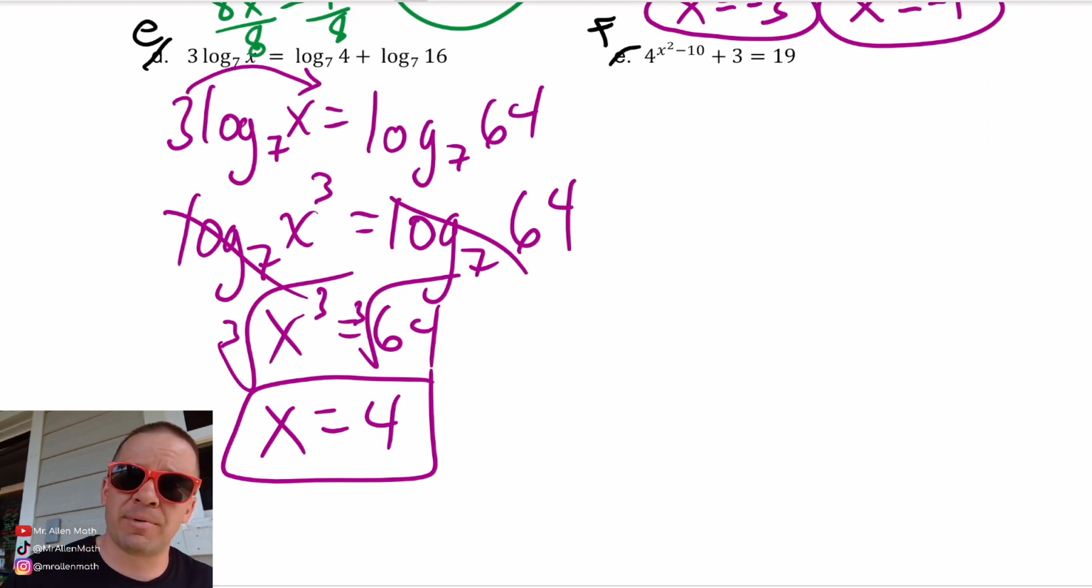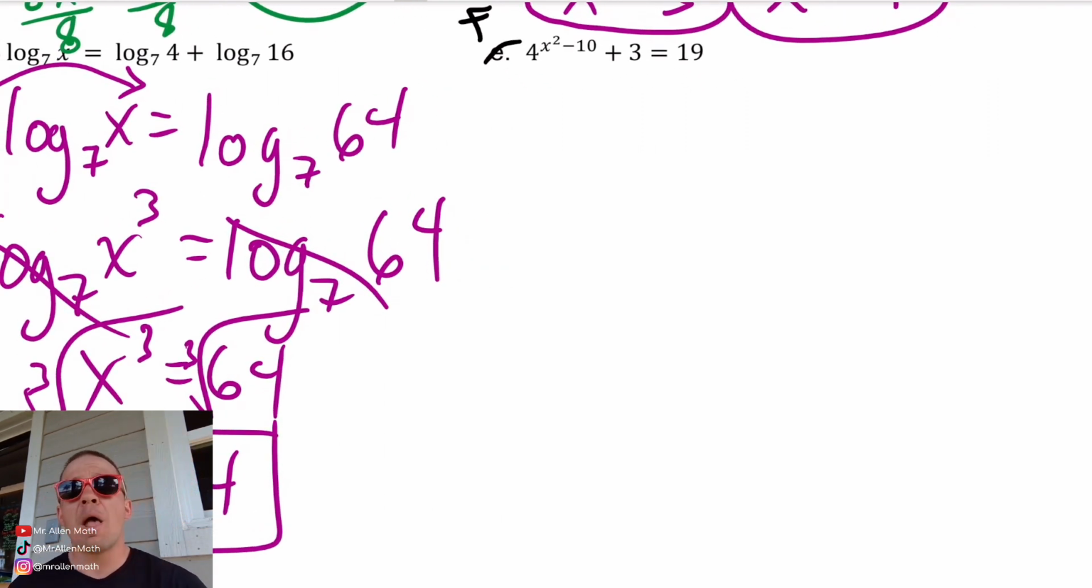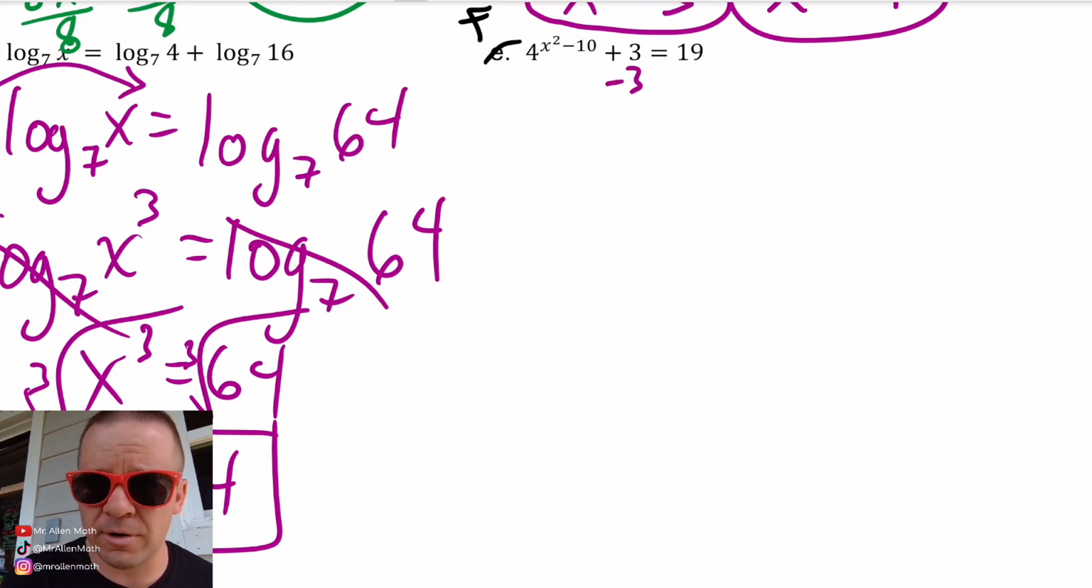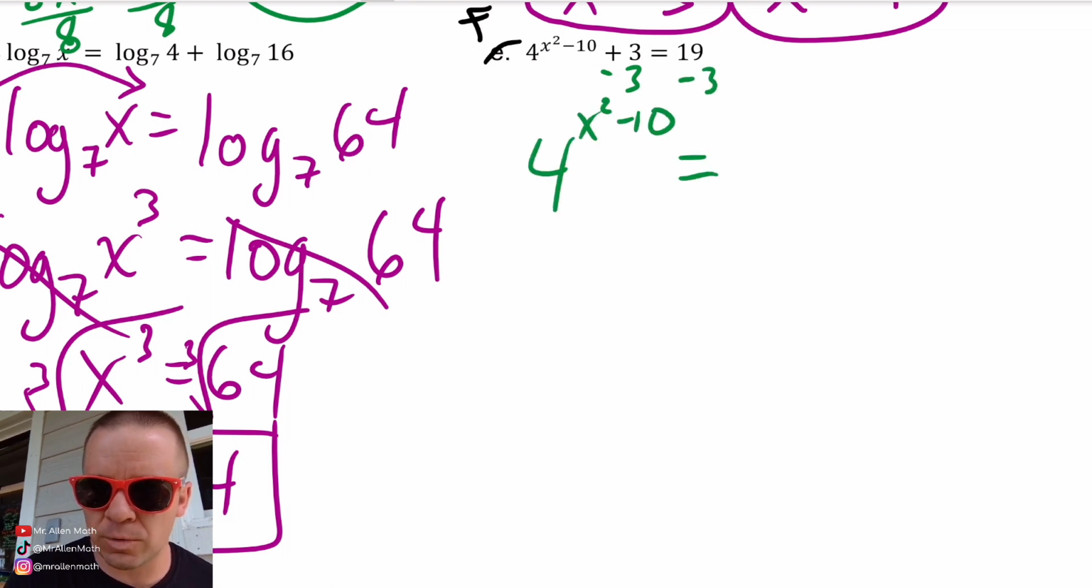Last one here. Man, the boats are cruising. I'm going to get out there here in just a sec, all right? But I had to get these videos done just for you dogs. Alrighty, so I'm going to subtract 3 first. Let me get a different color here so things don't mix in. Minus 3. 4 to the x squared minus 10 equals 16.